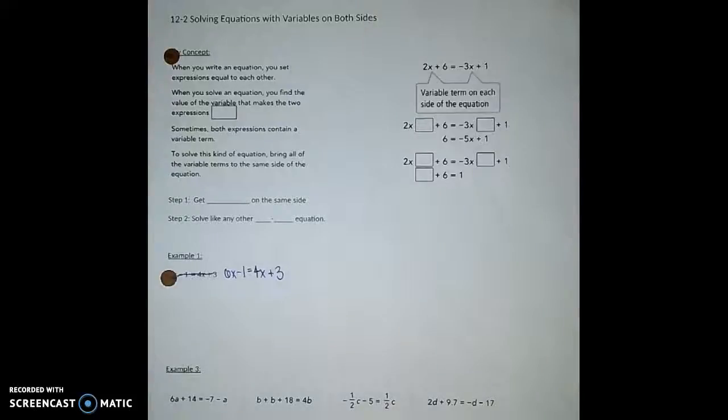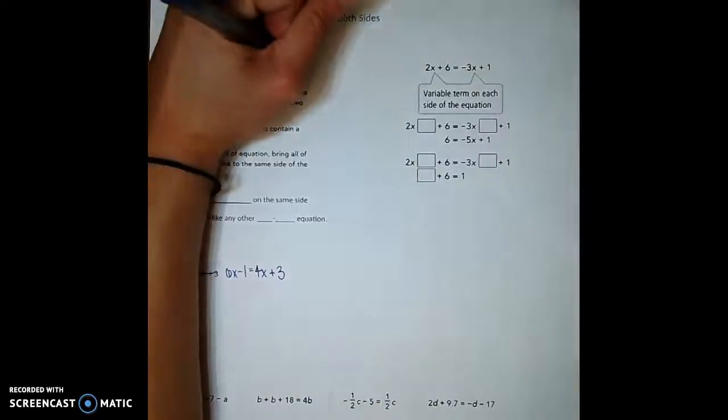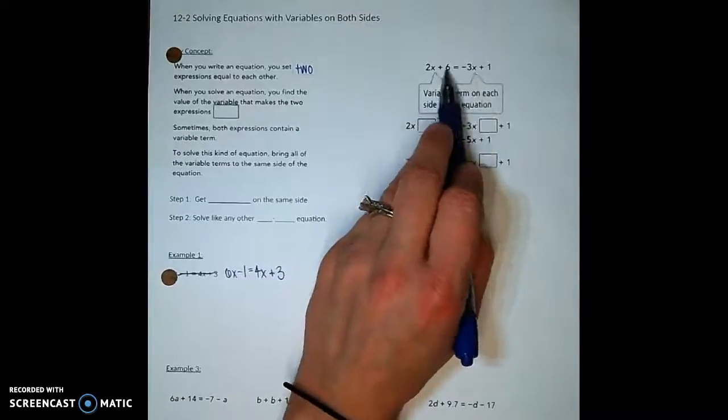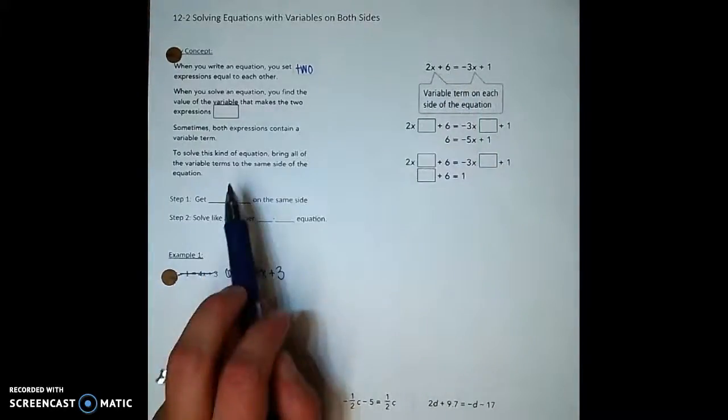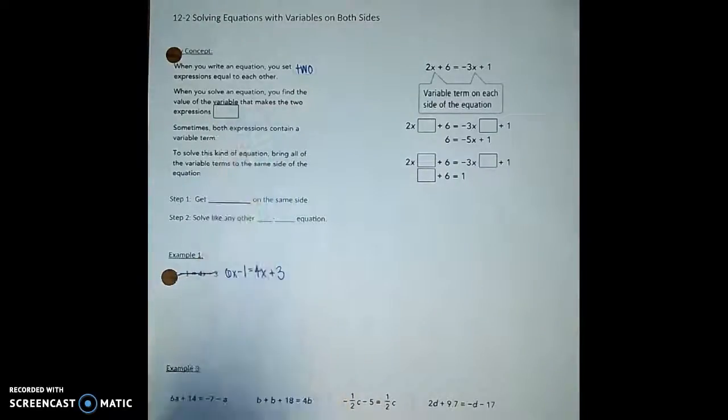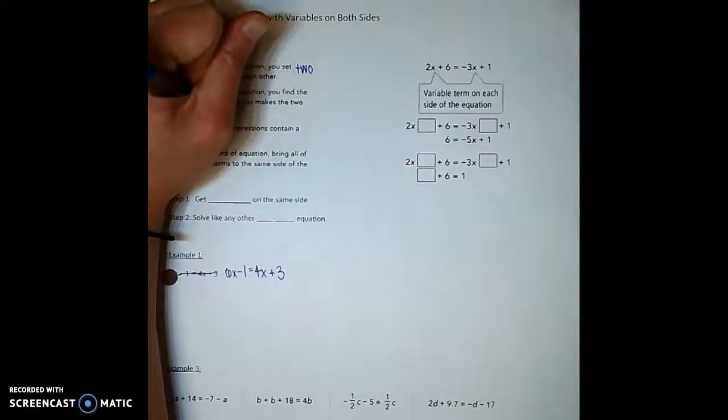Today we're going to be talking about solving equations where we have variables on both sides of the equation. Like it says here in the key concept, when you write an equation, you set two expressions equal to each other. So we have an expression on each side of our equation that's set equal to each other. When you solve an equation, you find the value of the variable that makes the two expressions equal.